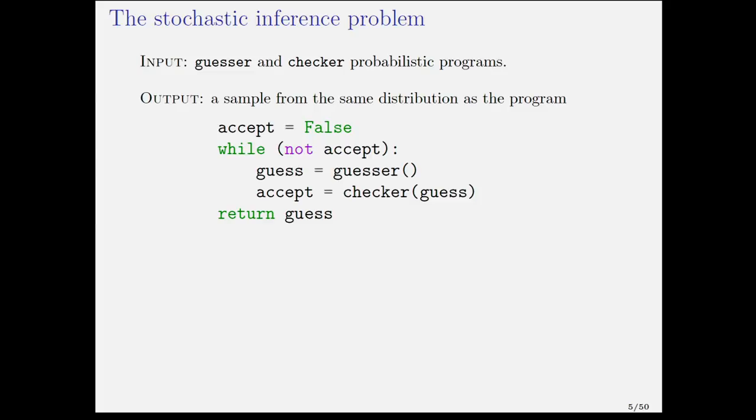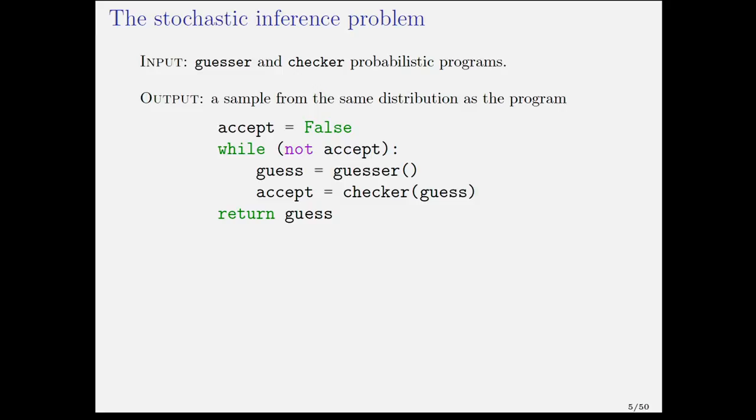And the way we'll formalize it is we'll define something called the stochastic inference problem. So the input in this problem is a pair of programs. One we'll call the guesser, and one we'll call the checker. They're both programs. They might consume randomness in their evaluation. And the output that you must produce in order to solve this problem is a sample from the same distribution as that produced by this program. So this program is a while loop. It starts off by making a guess the first time around, by evaluating the guesser program. This is one of the inputs, recall. So we run one of the programs you have given this program.